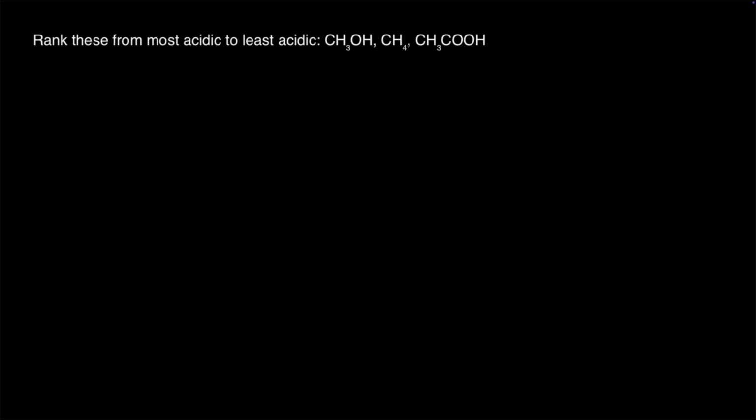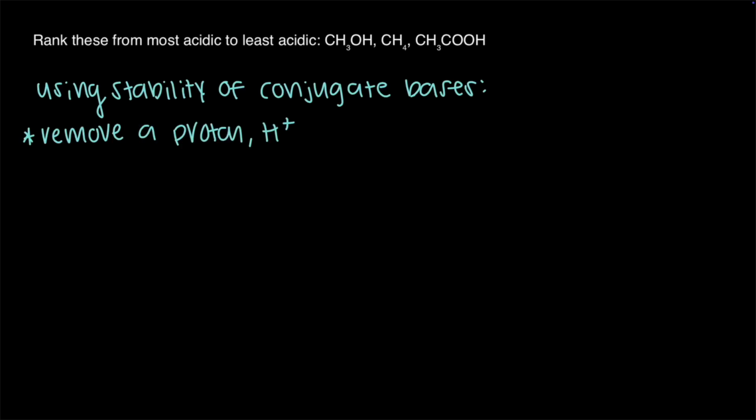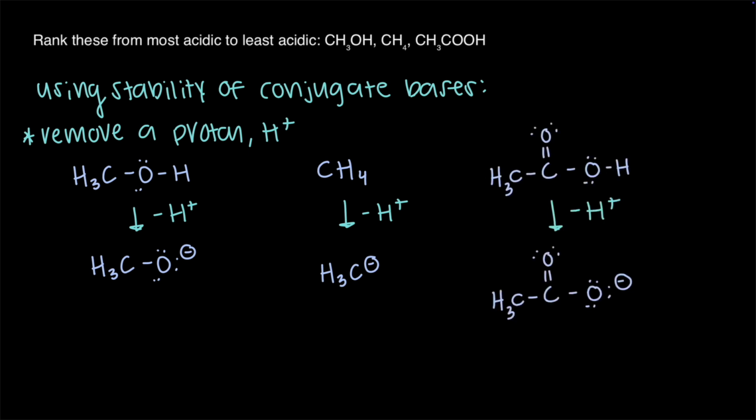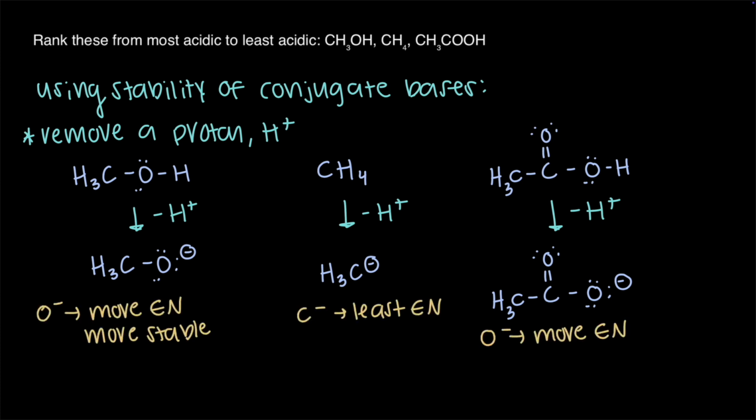If we wanted to compare the stability of the conjugate bases instead, we will remove a proton from each. CH3OH's conjugate base will be CH3O-, CH4's conjugate base will be CH3-, and CH3COOH's conjugate base will be CH3COO-. Comparing the atoms with a negative charge, the 2 compounds with O- will be more stable because oxygen is more electronegative than carbon. This will make CH3- the least stable conjugate base and the least acidic.